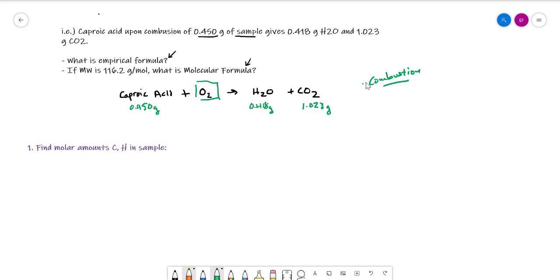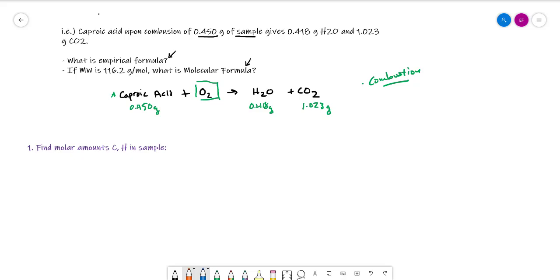Okay, so I'm just sort of setting up the problem so I can see it in a more linear way. So the first step I want to do is find the molar amounts of carbon and hydrogen in the caproic acid sample. So how do I do that? Because all I know are the masses of water and CO2. Okay, so it requires sort of a key leap of faith for us. So how do we get to the amount of carbon and hydrogen in the sample?